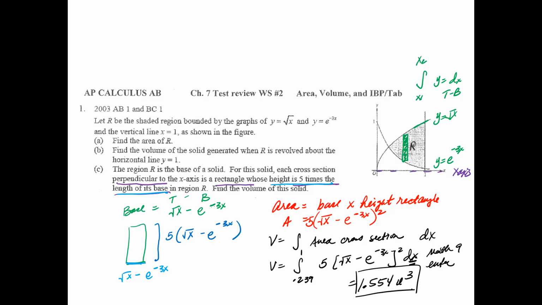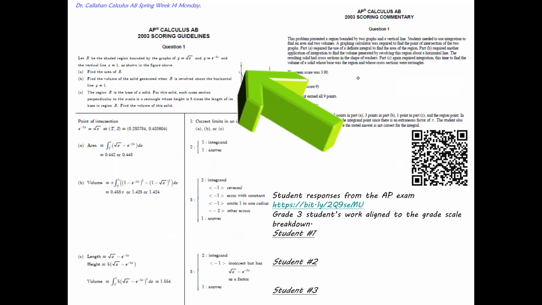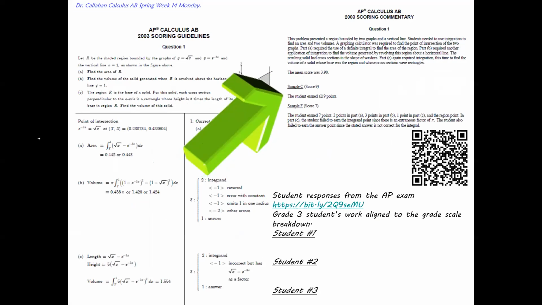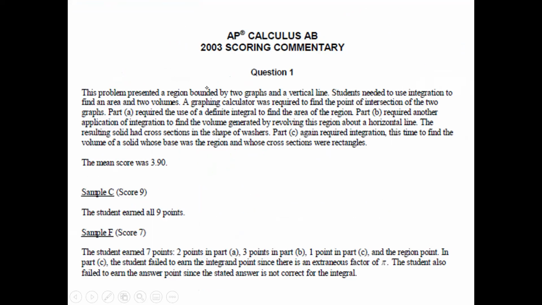All right, you guys, now that we've completed this, what I want you to take a look at is the grade breakdown. It's 1, 2, 3, so it's 9 points. It seems like this is what they do with all the questions. They just generally seem to have 9 points. So from there, I want you to take a look at this piece here. What this is, right here, is the 2003 scoring commentary.